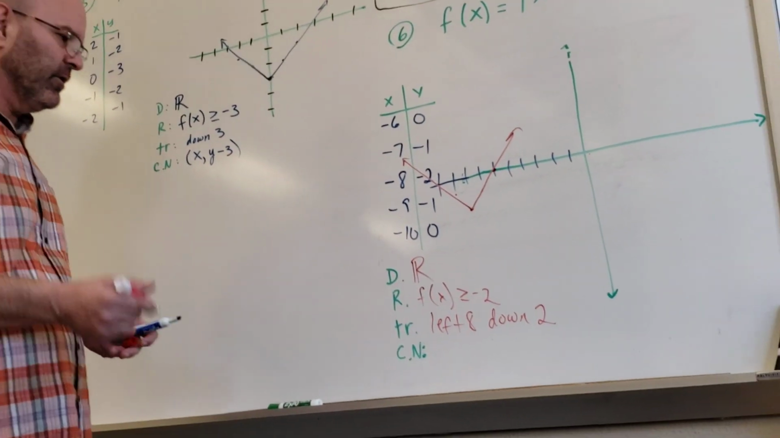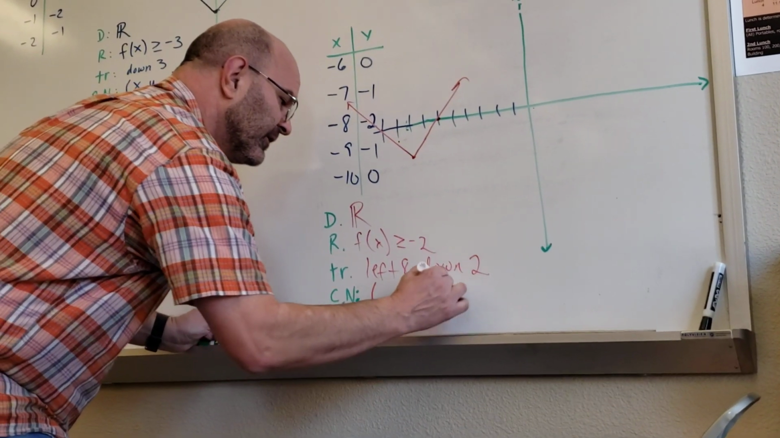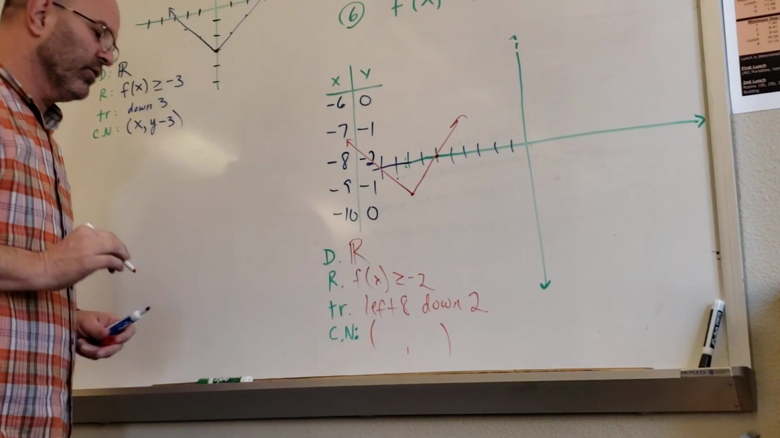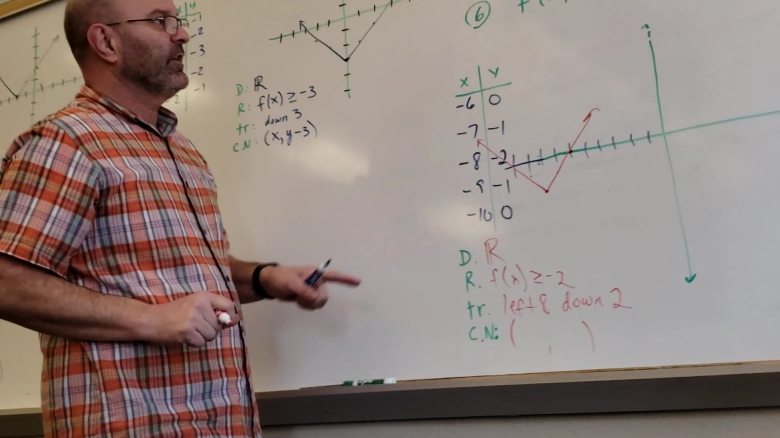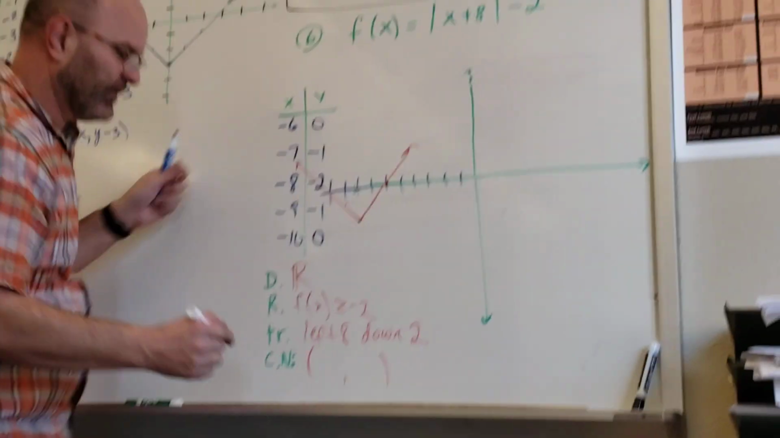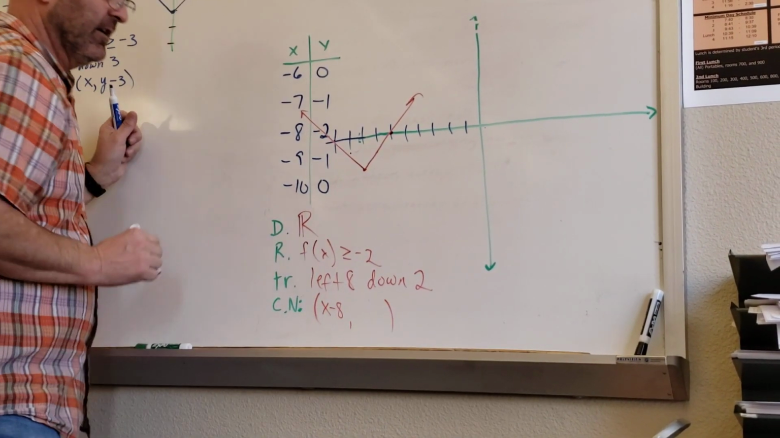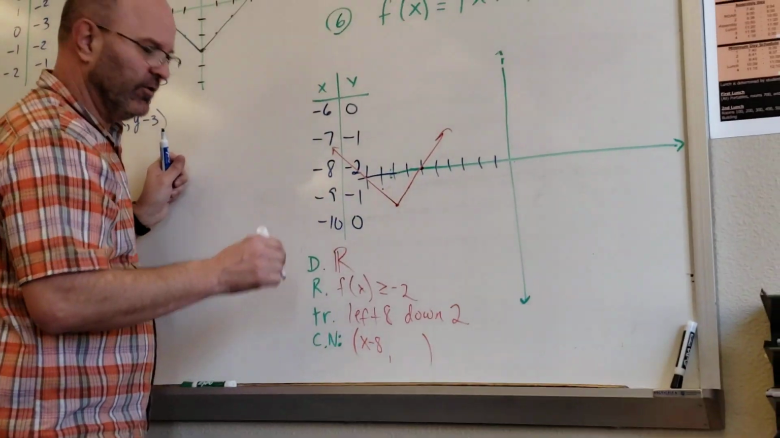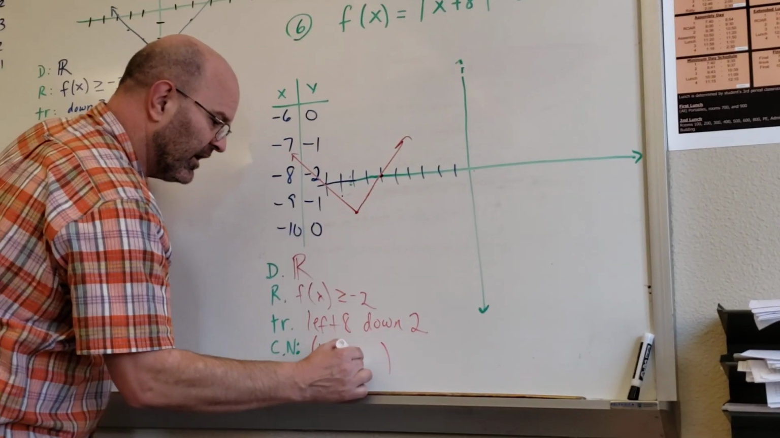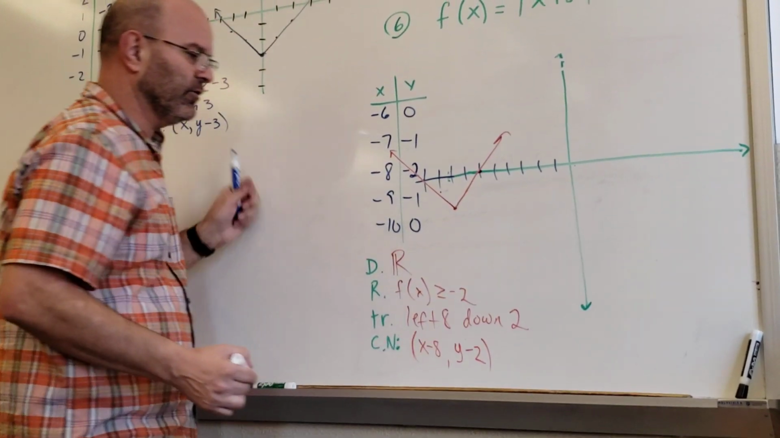Finally, the coordinate notation. We're using parentheses to show coordinate notation. Since we're sliding 8 units to the left, I have x minus 8. And since we're going down 2 units, I have y minus 2.